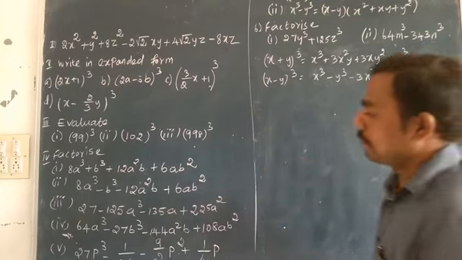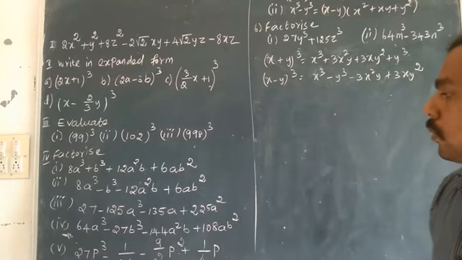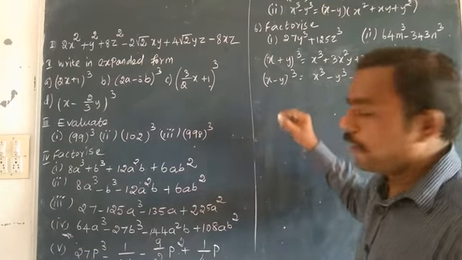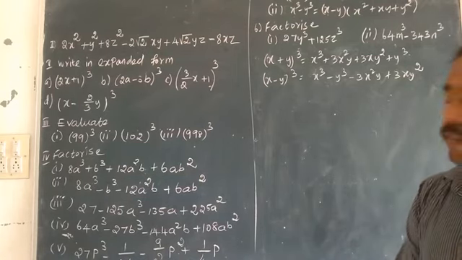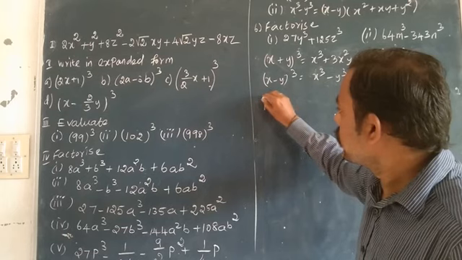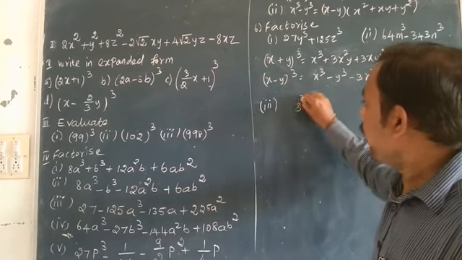Similarly, next problem, this. Now 27 we are going to write as a perfect cube number, 3 into 3 into 3, so 3 power 3. So 27 we can write 3 power 3.